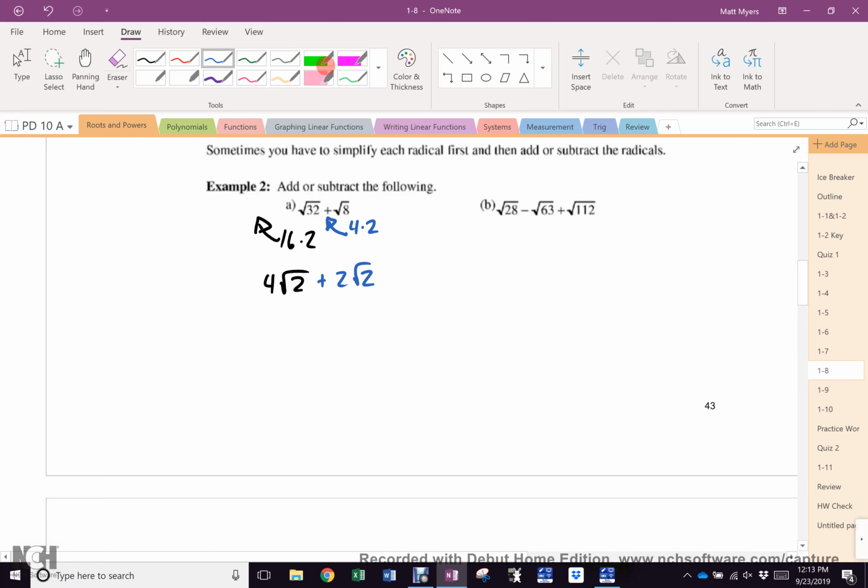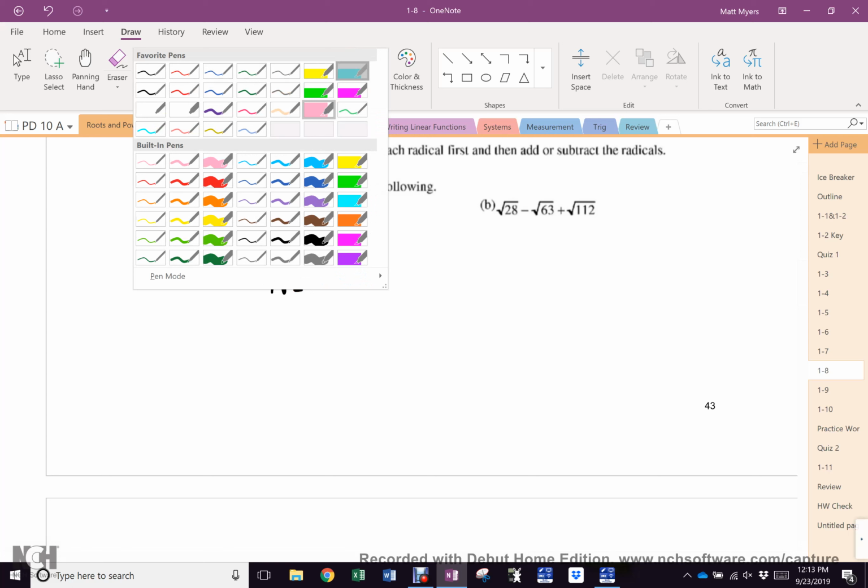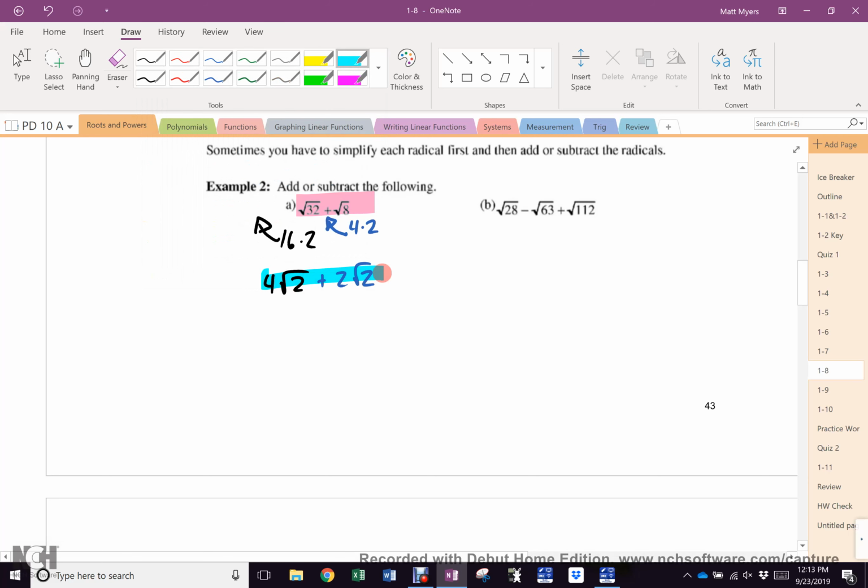Now, all of a sudden, that thing that was bleh and wouldn't work is now working. To get what answer? 6 root 2. Yeah? Does that ever change? No, you just keep doing the same thing until the question is finished.